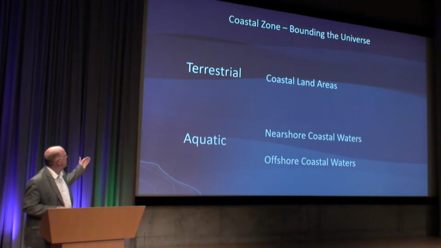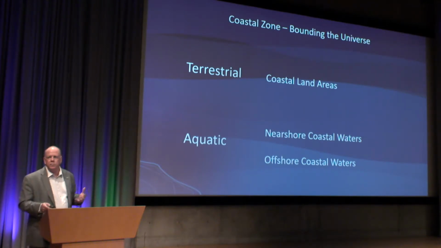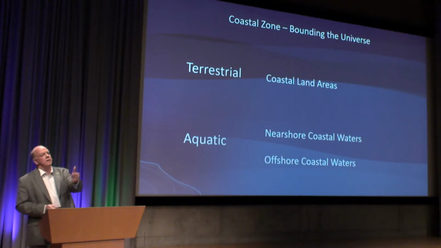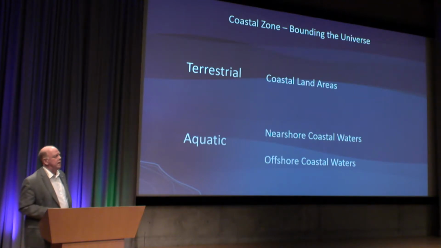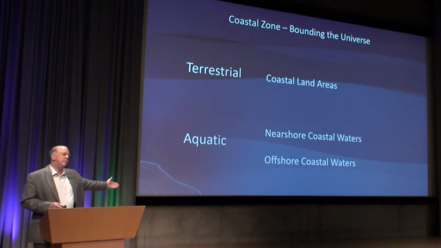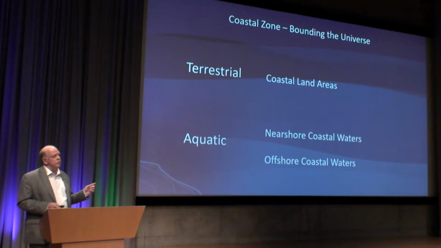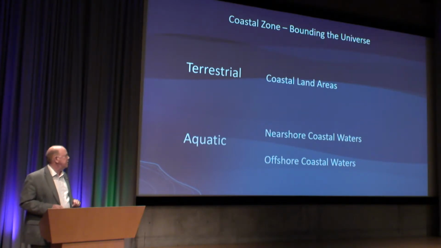The first thing we had to do as a group is sort of bound the universe. What are the coastal geographies that we're talking about here? And we are going to map 3 subzones. On the land inside, we're going to be mapping coastal land areas. And in the water outside, we're going to be mapping nearshore coastal waters and offshore coastal waters.